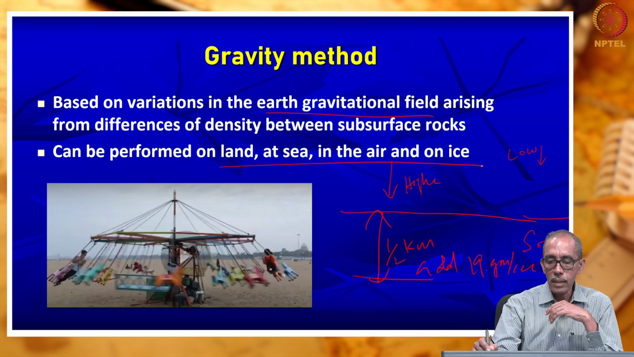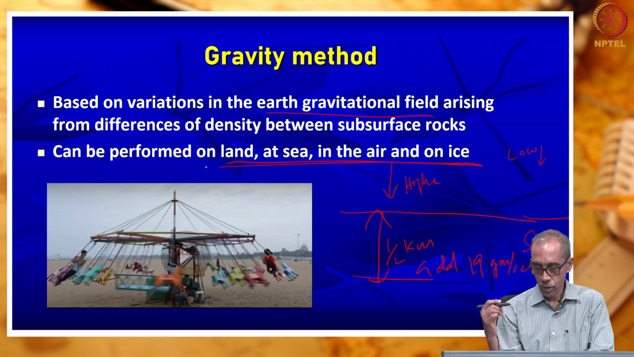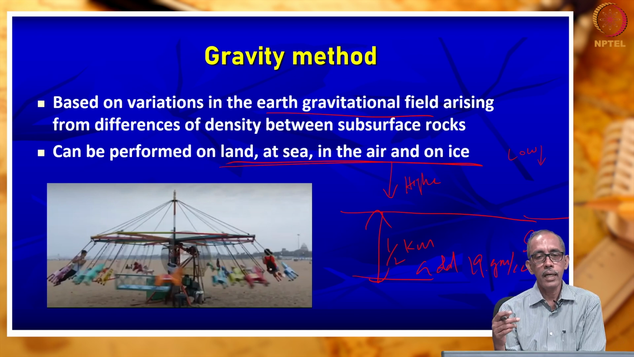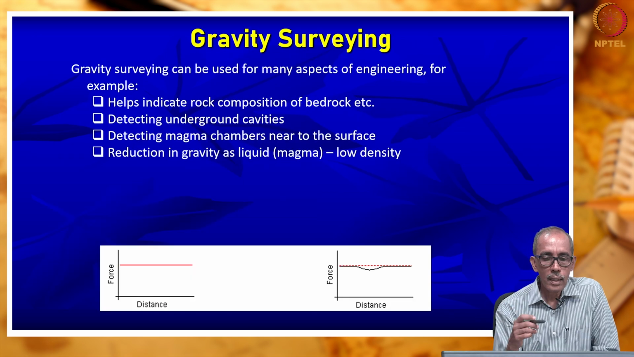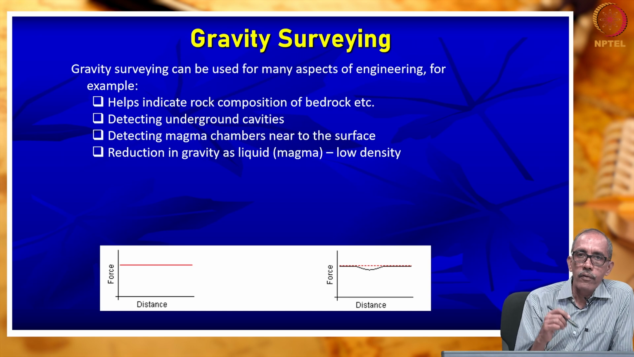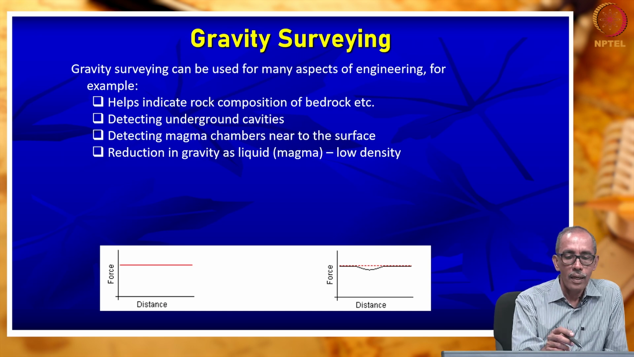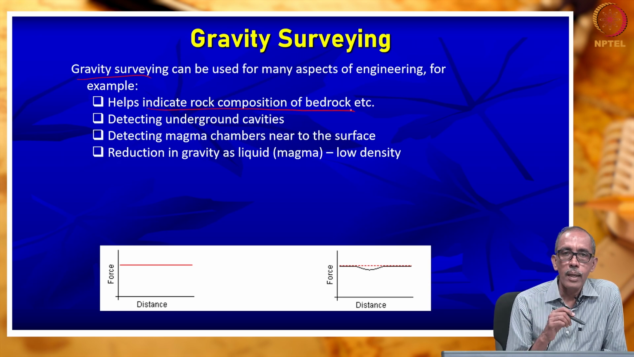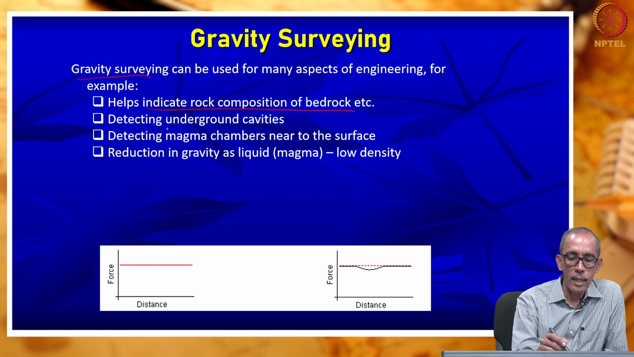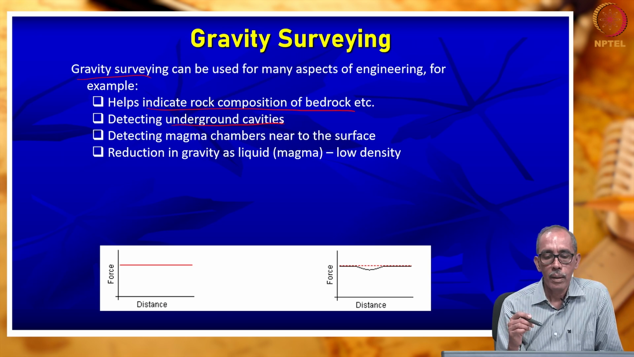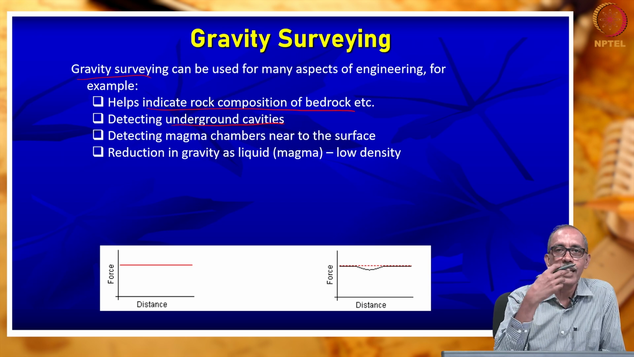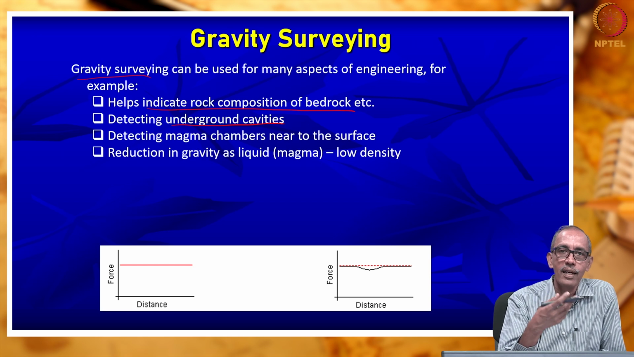Greatest advantage is this. I think I have put it on the next slide too. It can be carried out on land, also on the sea, from air and on ice, right. So, let us take the same example, right. Gravity surveying helps us to understand about the types of rocks below the surface, helps us to understand about the cavities below the surface. Now, let us take the same example which we saw in the resistivity method, that is detecting a magmatic chamber near the surface.